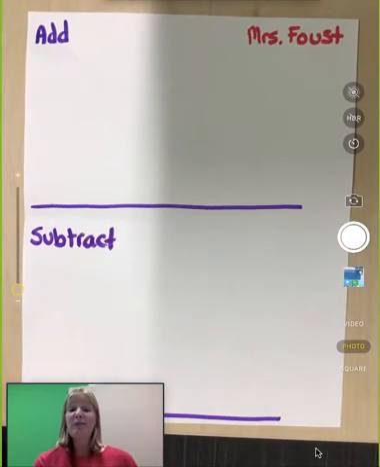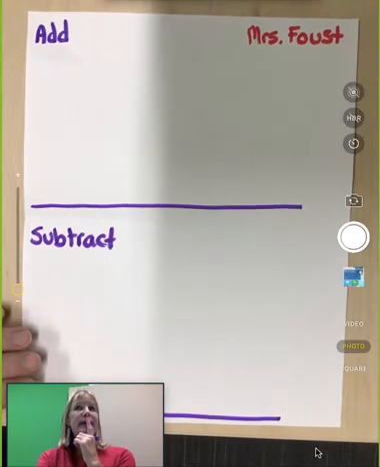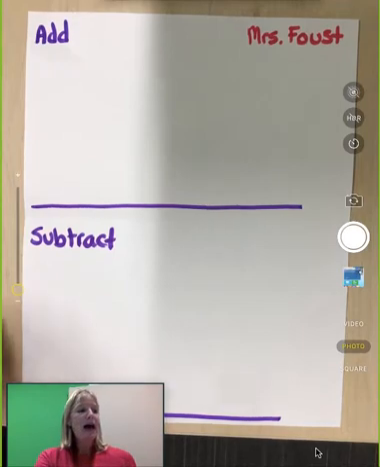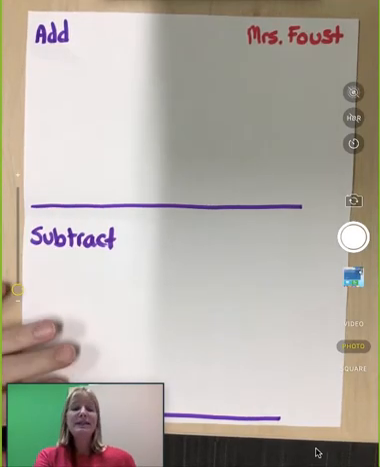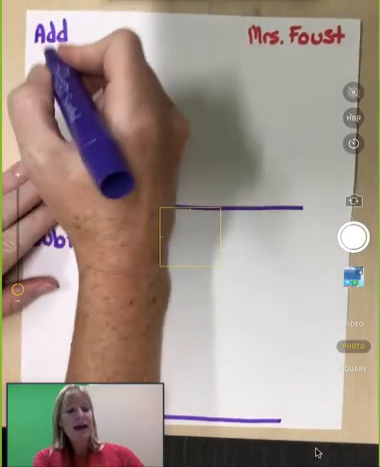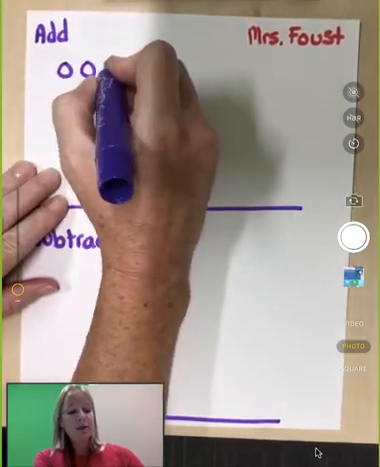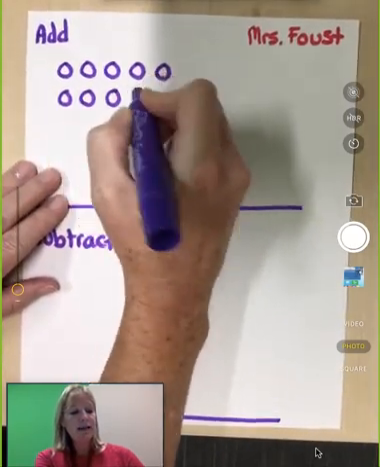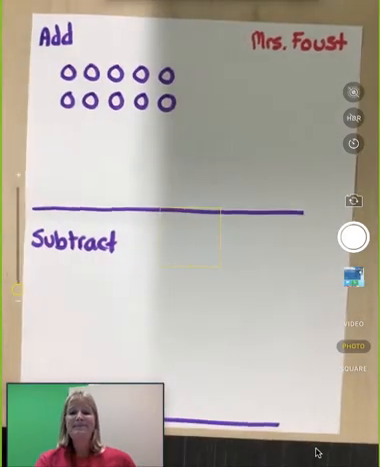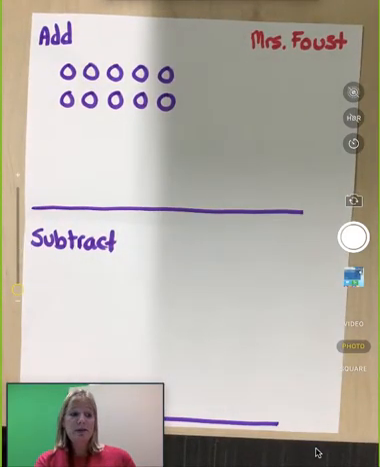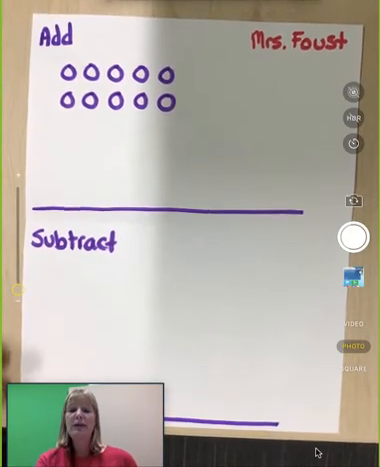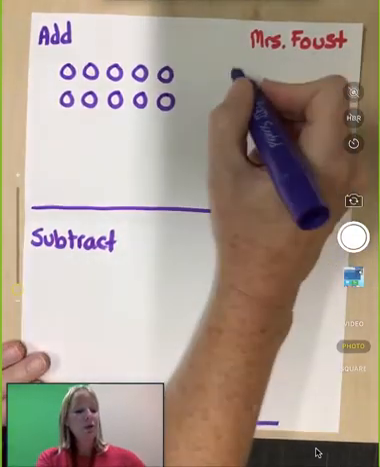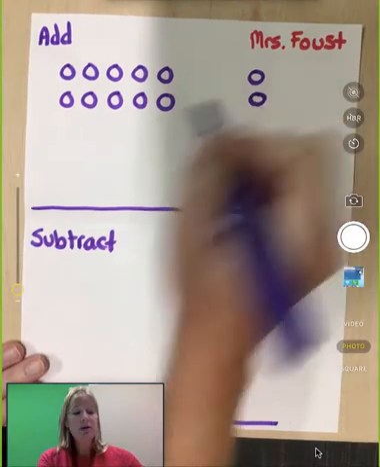Now, you can say the story problem out loud as you write. So I'm thinking of a candy that I like. I like M&Ms. I'm going to say that Mrs. Faust has 10 M&Ms, and I'm going to draw them. 1, 2, 3, 4, 5, 6, 7, 8, 9, 10. And then I got to school, and Mrs. Turner had some M&Ms, and she gave me 2 more M&Ms. So I'm going to draw those 2 more over here.